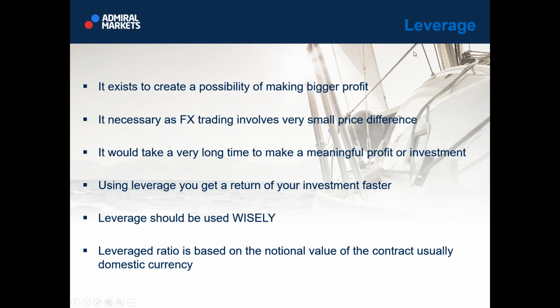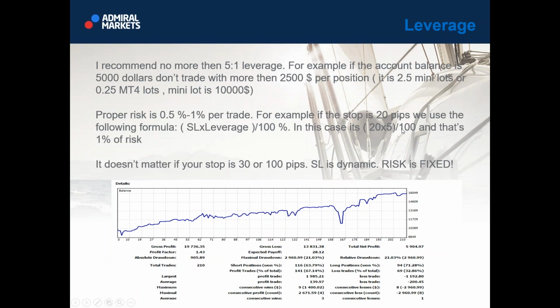So leverage exists for retail traders just to create a possibility of making bigger profit. It's necessary because forex trading involves very small price difference or differential, so it would take a long time to make a meaningful profit on investment. Using leverage, you get a return of your investment much faster. But that means that leverage should be used wisely, because it's a double-edged sword. Leverage ratio is based on the notional value of the contract, usually in domestic currency. So that is leverage ratio.